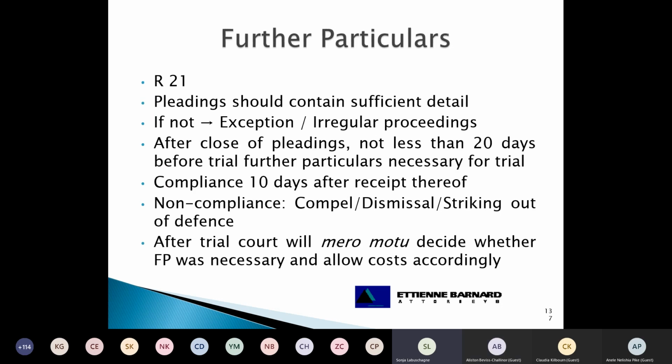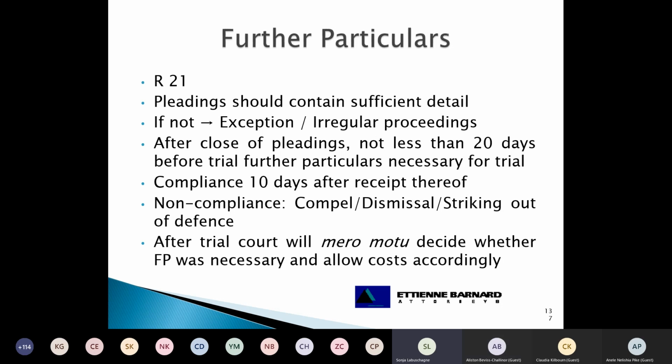In terms of Rule 21, you can also ask for further particulars. So what we've said is that your pleading should contain sufficient detail. If not, then you can have an exception or irregular proceedings. Now, if that wasn't done, then after close of pleadings, you can then ask for further particulars necessary for trial. And that must comply within 10 days of receipt of that.